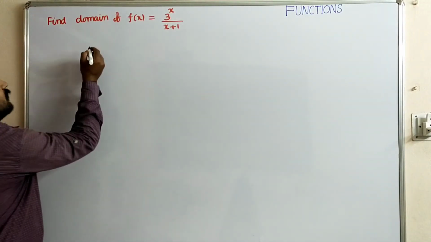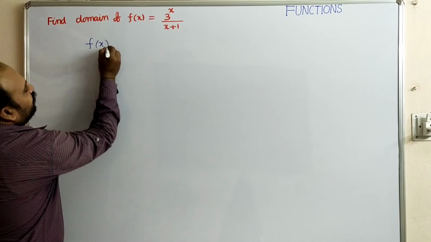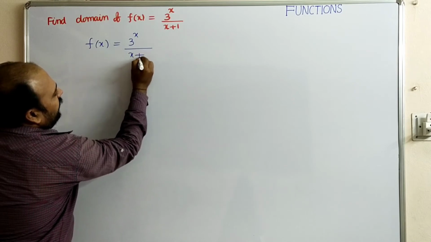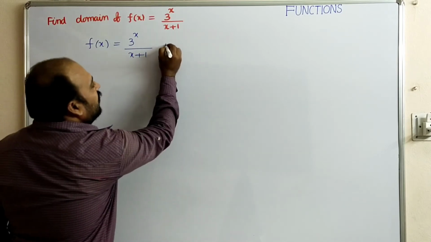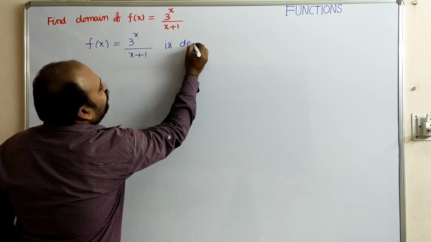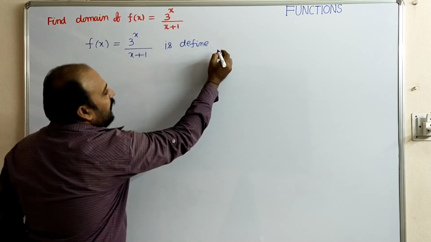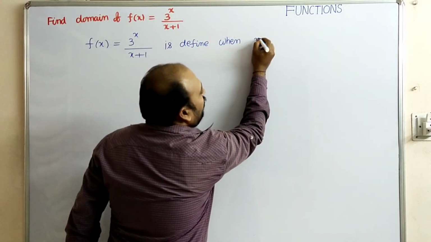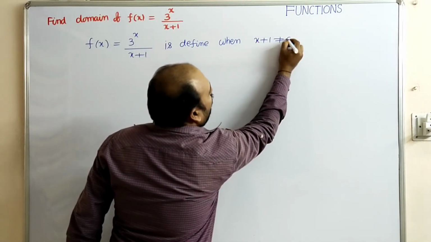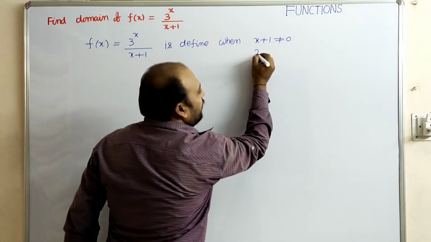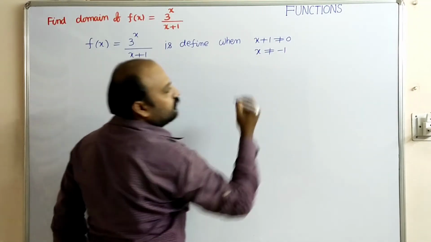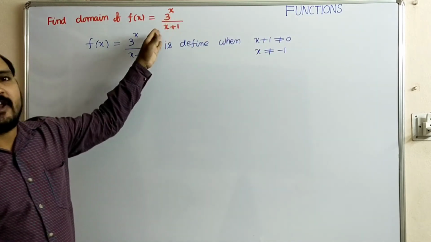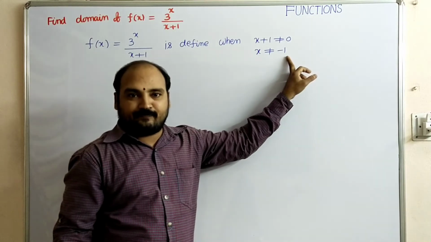So here, f of x equal to 3 power x divided by x plus 1 is defined when the denominator, that means x plus 1, should not be equal to 0. That means we can take 1 to that side: x is not equal to minus 1. When x is not equal to minus 1, the function is defined, except at the value minus 1.